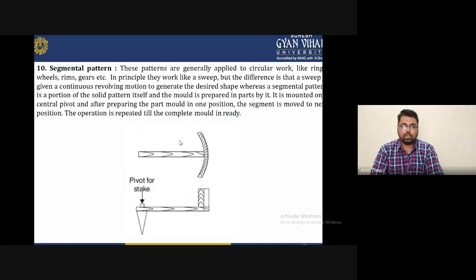So it is molded on a central pivot, and after preparing the part mold in one position, the segment is moved to a new position and the operation is repeated till the complete mold is ready. So these segmental patterns are fabricated if you want to make a ring, wheel, rim or any gear type. You will prepare this type of pattern because it is easy to use and easy to construct, and it will provide a fine finishing and smoothness also.